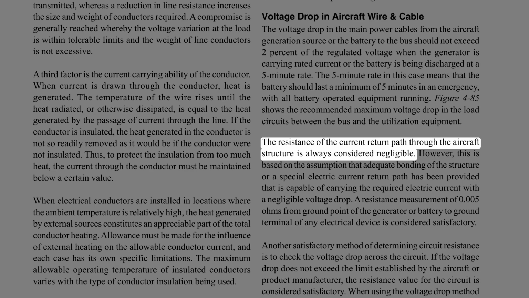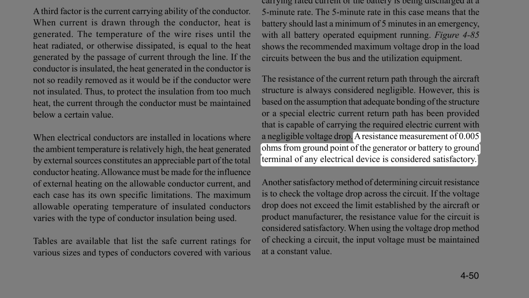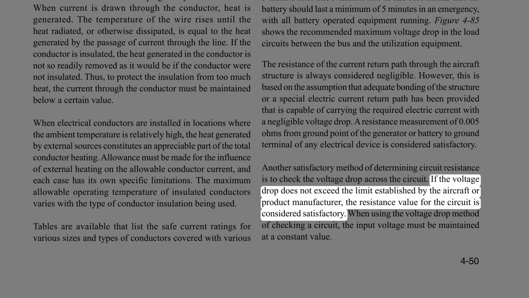The resistance of the current return path through the aircraft structure is always considered negligible. However, this is based on the assumption that adequate bonding of the structure or a special electric current return path has been provided that is capable of carrying the required electric current with a negligible voltage drop. A resistance measurement of 0.005 ohms from ground point of the generator or battery to ground terminal of any electrical device is considered satisfactory. Another satisfactory method of determining circuit resistance is to check the voltage drop across the circuit. If the voltage drop does not exceed the limit established by the aircraft or product manufacturer, the resistance value for the circuit is considered satisfactory.